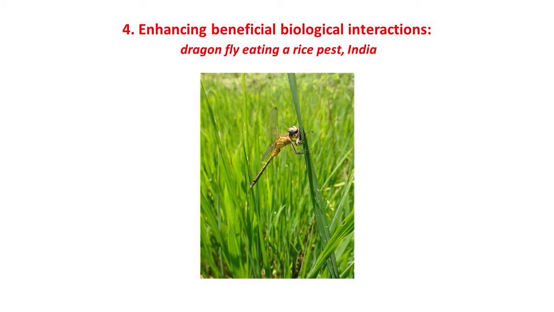Enhancing beneficial biological interactions is an incredibly important means for reducing the use of pesticides. And here we see a dragonfly eating a rice pest in India. So the biological interactions can help to prevent the pests and diseases building up in the first place. You can also help to augment what is naturally there by adding in biological controls when you do have a pest problem. You can also enhance beneficial biological interactions by timing when you plant things.